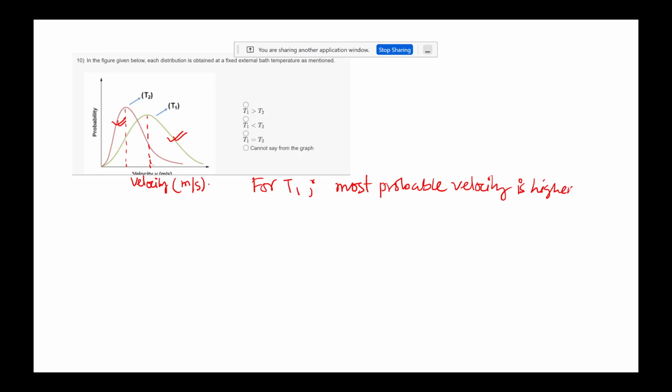Now from your knowledge, if a system has higher temperature, it will have higher velocity, right? Yes. That's the crux, that's the thing. So from that, you can say that T1 is greater than T2. Okay. This will be the right thing. If you refer to my first or second lecture, you can get that most probable velocity expression from there.